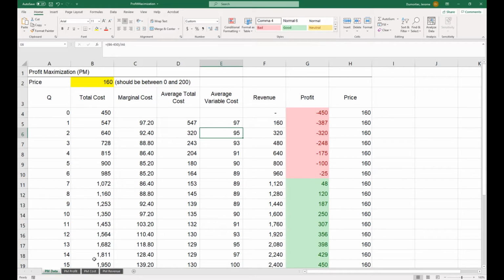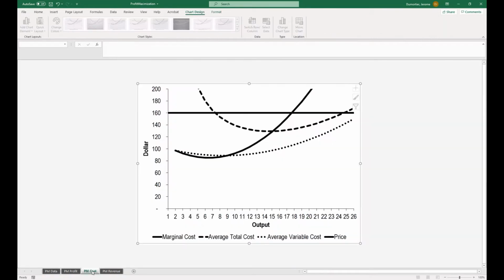Now note that we also have here the various functions associated with the total cost. So this is what we have seen before. We have the average total cost. We have the average variable cost, which is always below the average total cost. And we have the marginal cost. Now note, and we have seen this before, that the minimum of the average total cost and the minimum of the average variable cost is intersected by the marginal cost function.